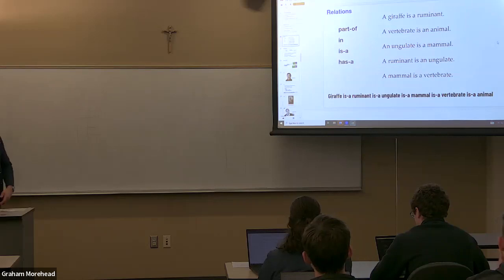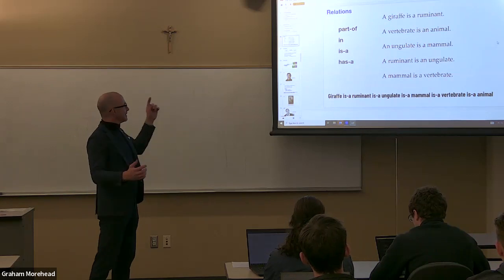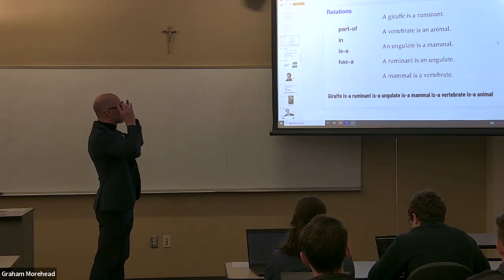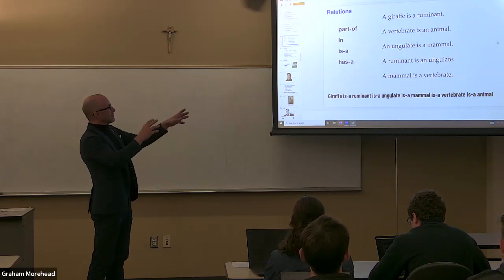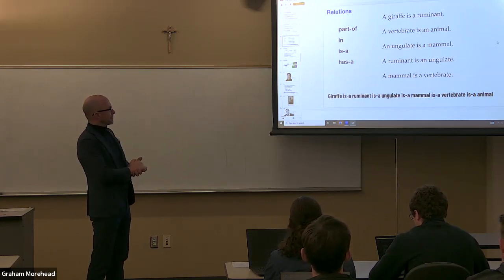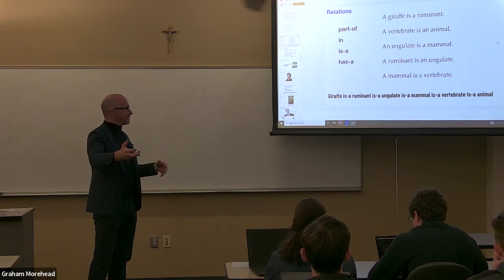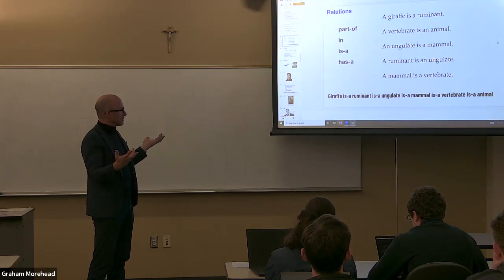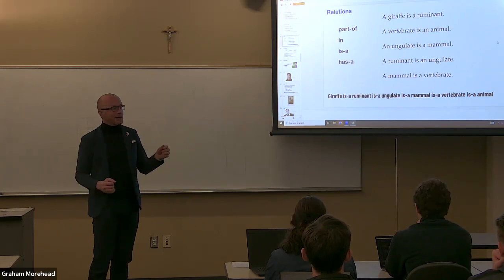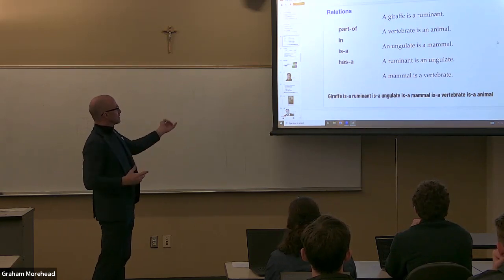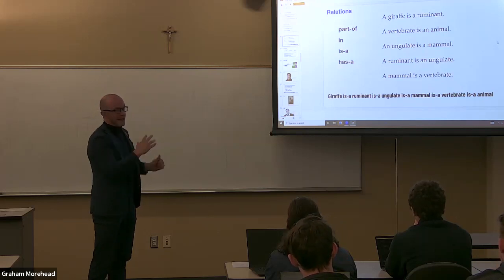Okay, another thing people like to learn automatically from text data is relationships between things. Think about this. A giraffe is a ruminant. A vertebrate is an animal. An ungulate is a mammal. A ruminant is an ungulate. And a mammal is a vertebrate. Putting all those in different order, we can logically assume that a giraffe is a ruminant, is an ungulate, is a mammal, is a vertebrate, is an animal.